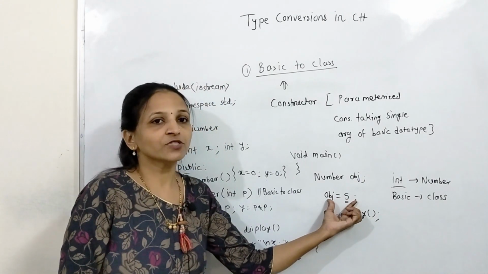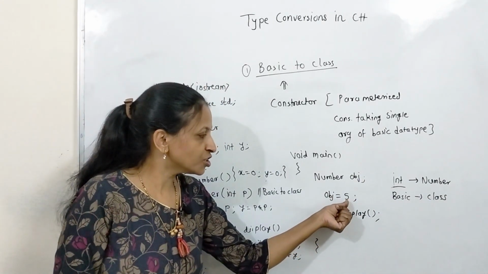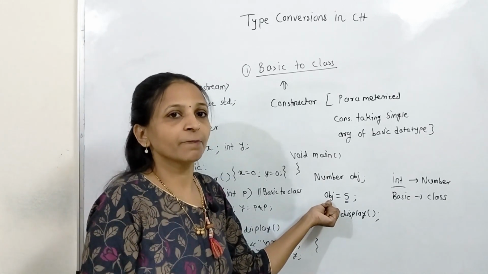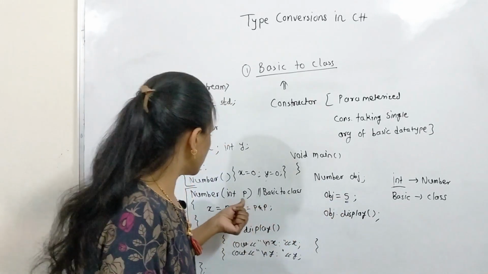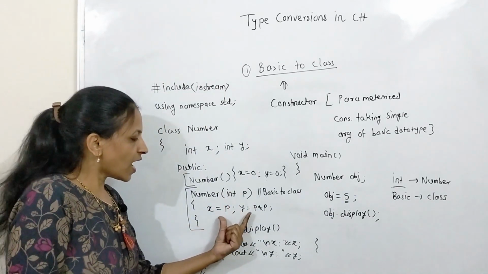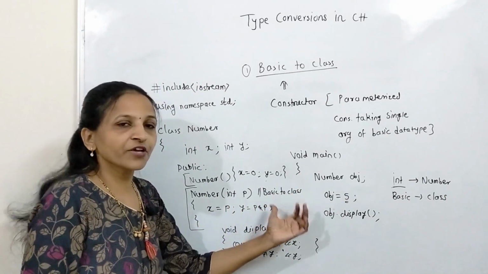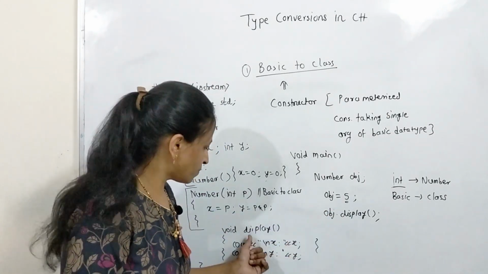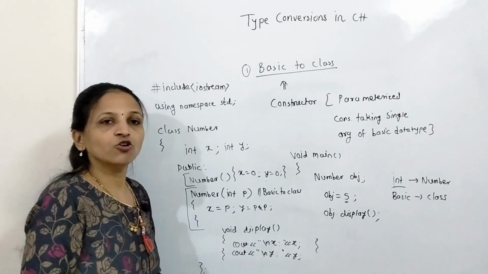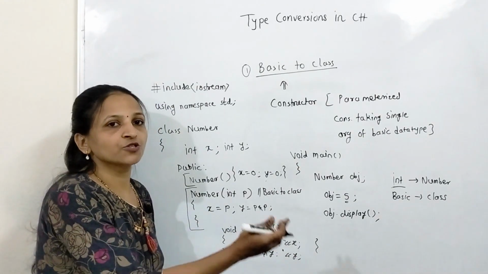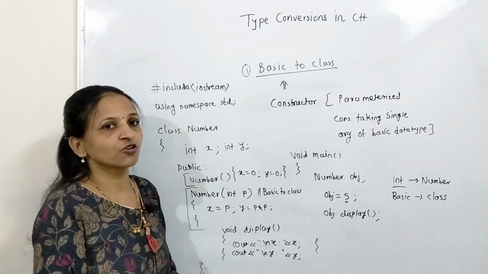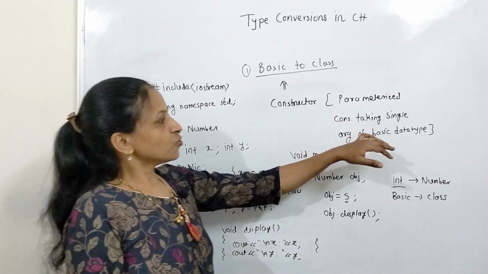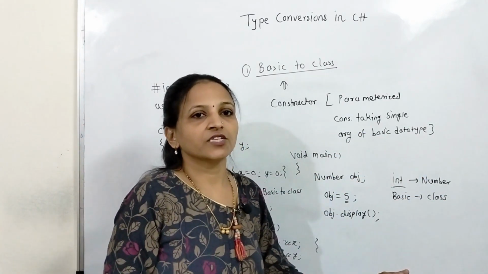Obj = 5, see here we are trying to convert integer to class, integer to Number, basic to class. Automatically this constructor will be called, and here x and y will have values 5 and 25, and whenever this statement gets executed this function will be called and the value x = 5 and y = 25, that result we will get on the output screen. Getting it? This is just a basic to class type conversion.